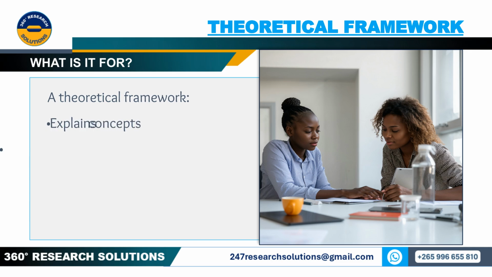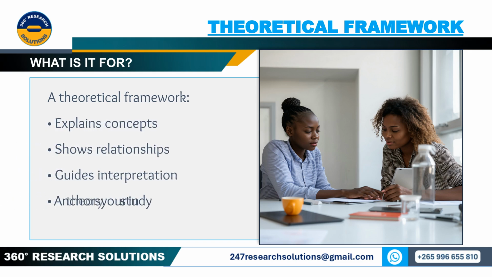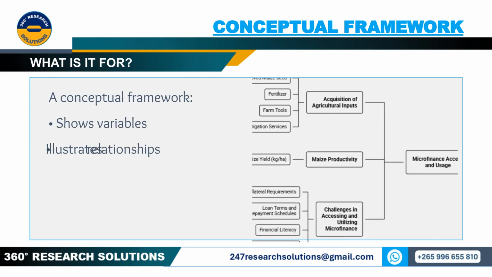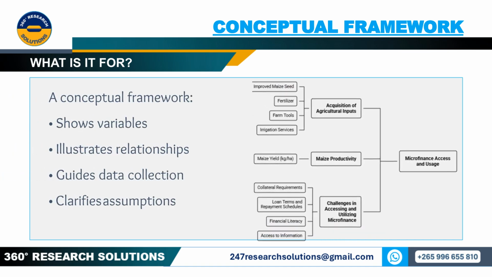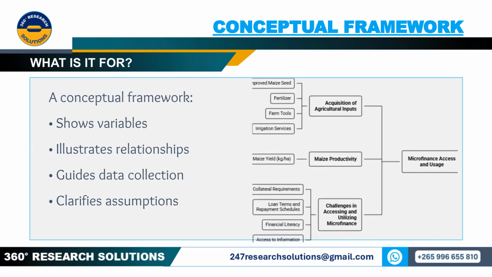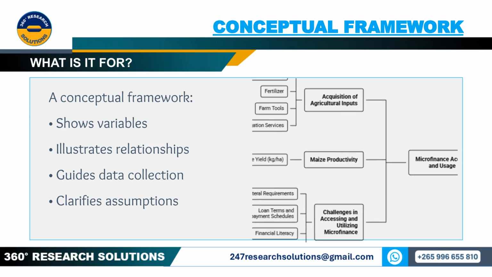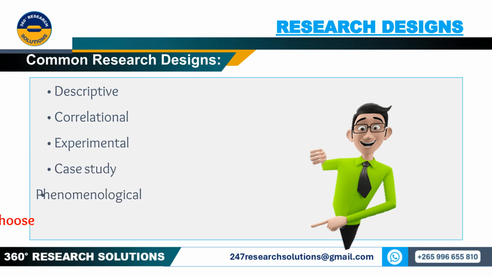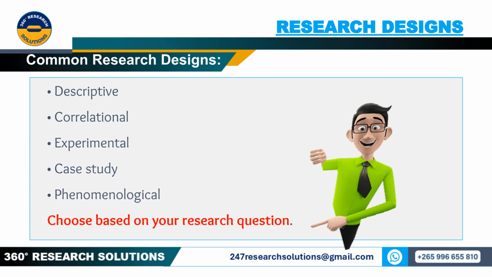A theoretical framework explains concepts, shows relationships between them, guides interpretation, and anchors your study firmly in established theory. A conceptual framework shows the specific variables in your study, illustrates their relationships, guides data collection, and clarifies your research assumptions. Common research designs include descriptive, correlational, experimental, case study, and phenomenological. You must choose the design that best suits your research question.